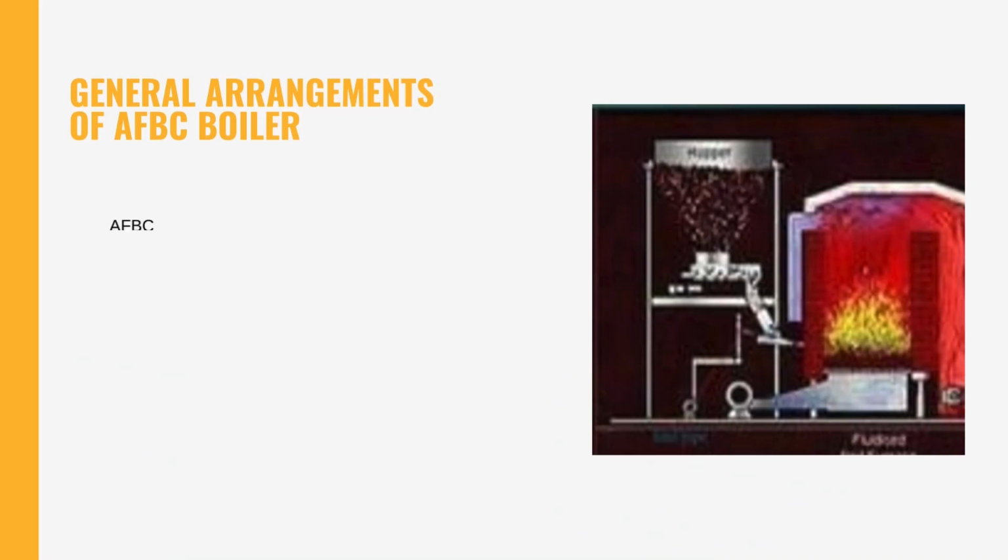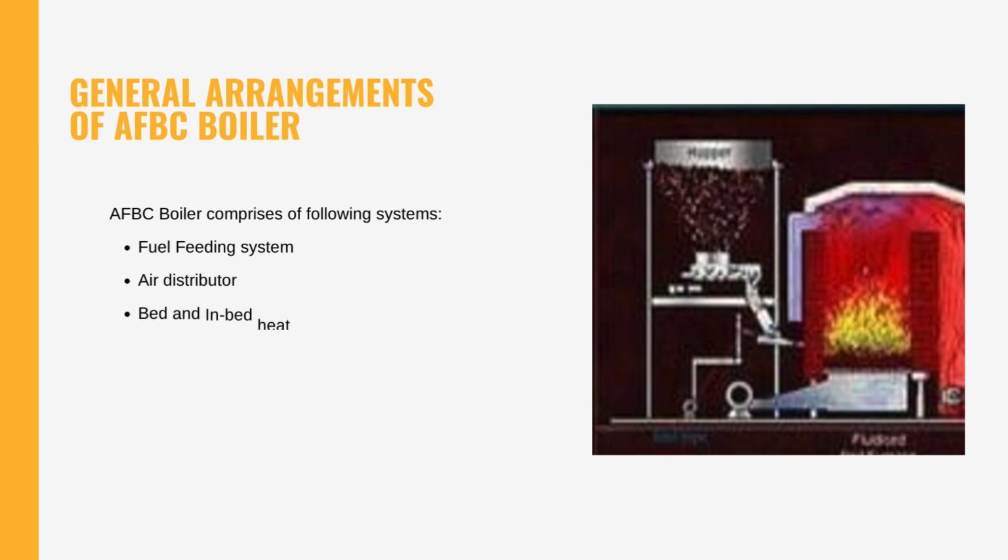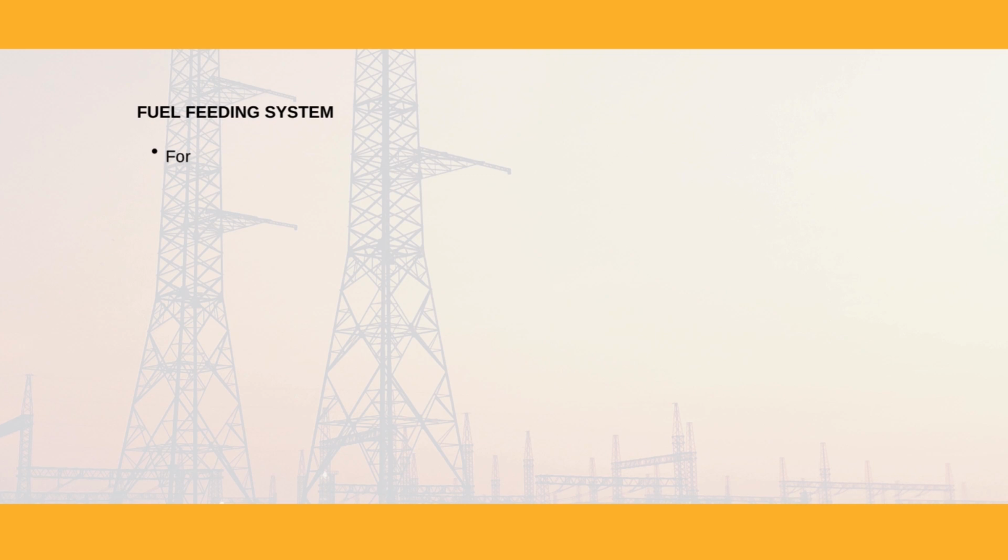Now, in the next slide, we will see the general arrangement of AFBC boiler. AFBC boiler comprises the following systems. Number 1, fuel feeding system. Number 2, air distributor. Third, bed and in-bed heat transfer surface. And fourth, ash handling system. Many of these are common to all types of FBC boilers. We will go through these systems one by one. First one is fuel feeding system.